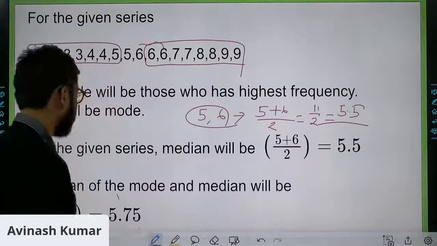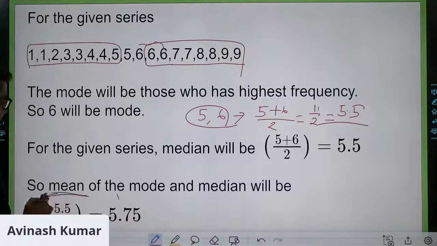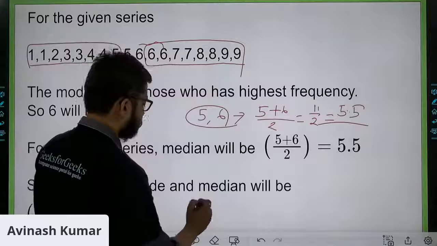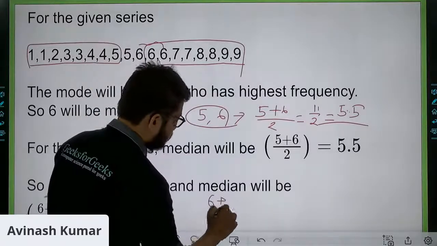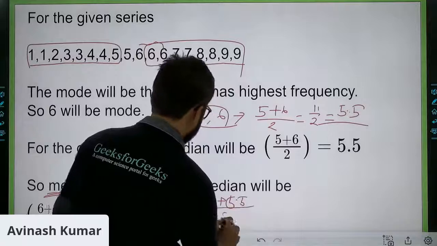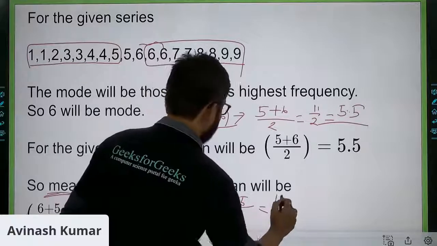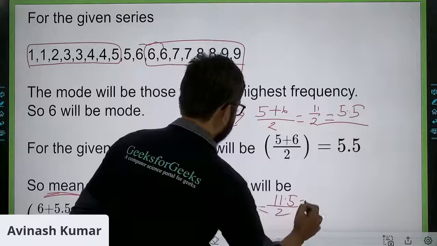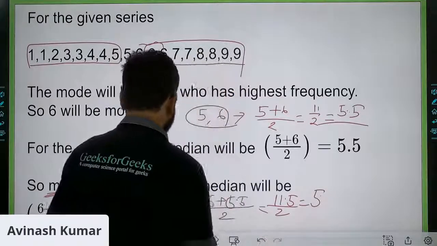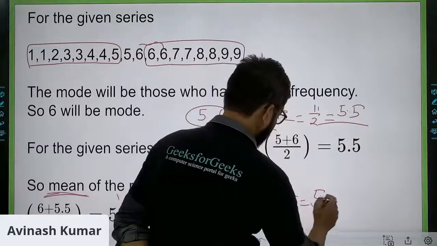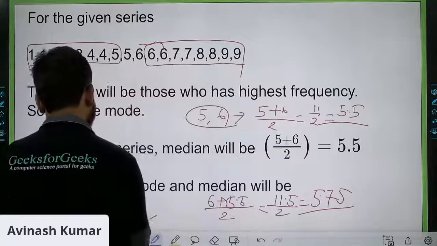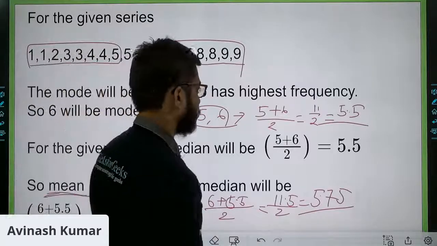Now we have to go for the average part. What is the mean? Mean is basically finding the average. So we take the mode, 6, plus our median, 5.5, divided by 2. It's basically 11.5 by 2. 2 5s are 10, 2 7s are 14, 2 5s are 10. So our answer will be 5.75.